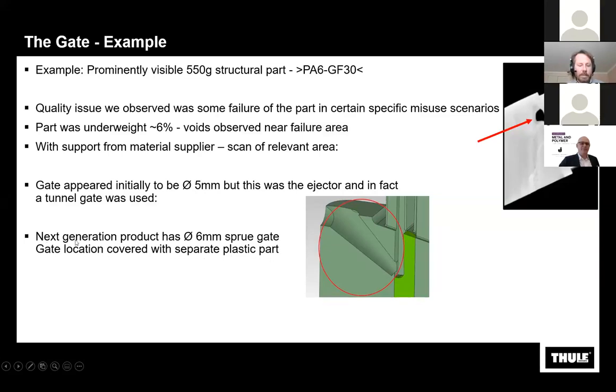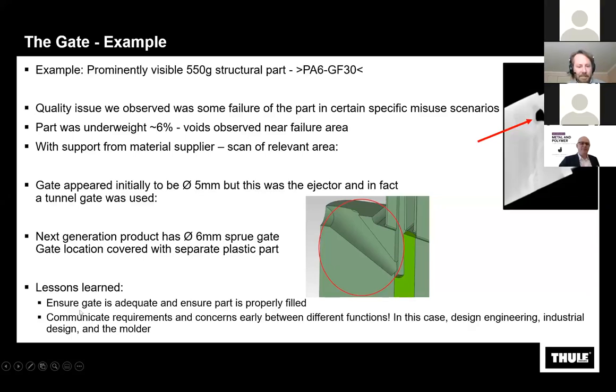But in the next generation of this product, we have emphasized the need for a 6 millimeter diameter sprue gate directly onto the part. In this case, the gate location will be covered by another plastic part that is part of the product. So in this way, we have achieved good mechanical quality in the part because of the large gate, but we've also found a workaround for the aesthetics, because we're covering up the gate location.